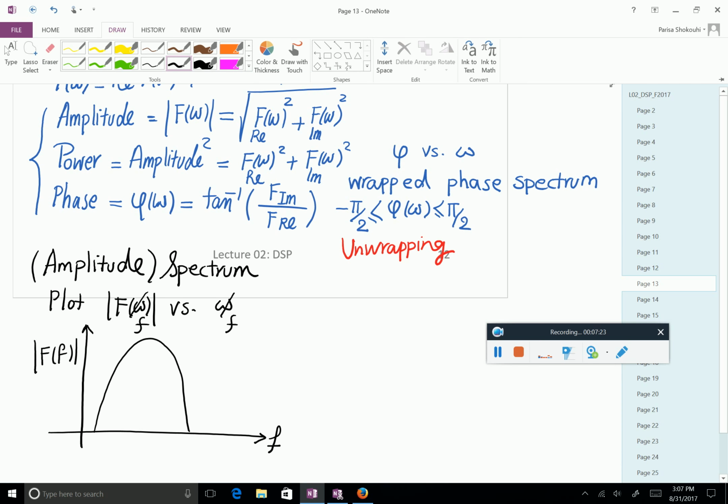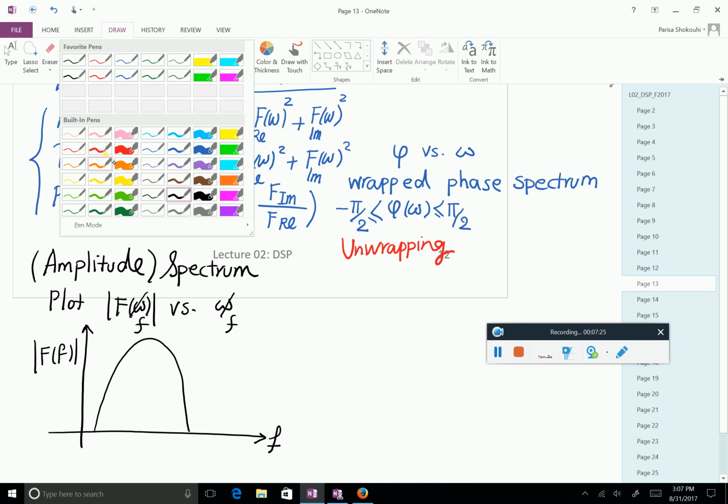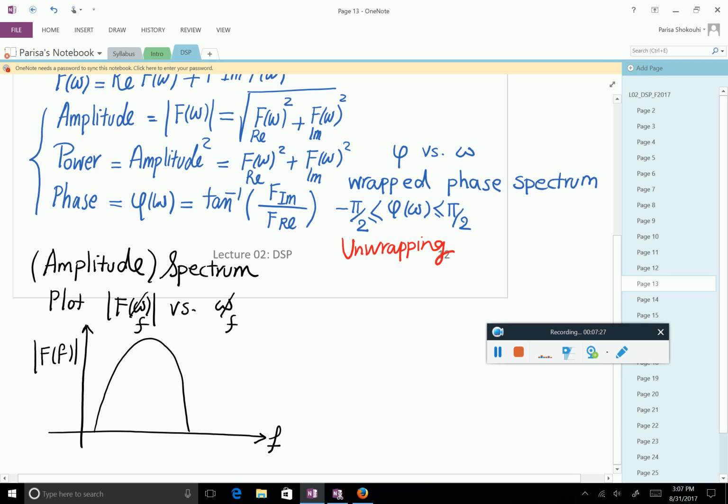Now, there are a few important terms here. One is, a lot of times, let's say if you are looking at the spectrum of a narrow banded signal, you are looking at the center frequency. That's kind of where you have a peak.